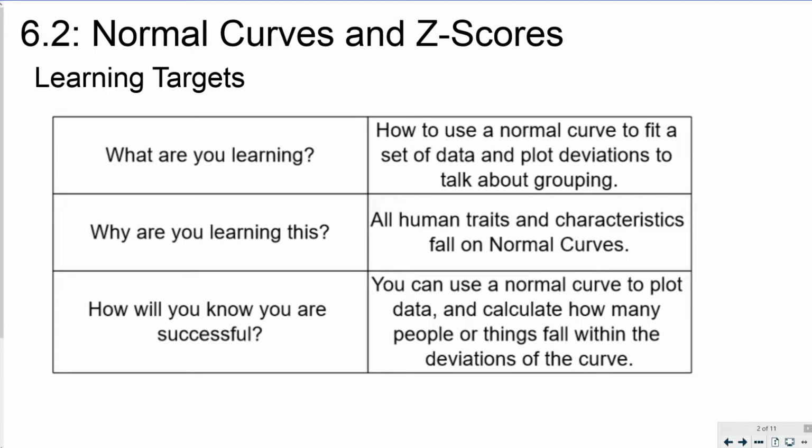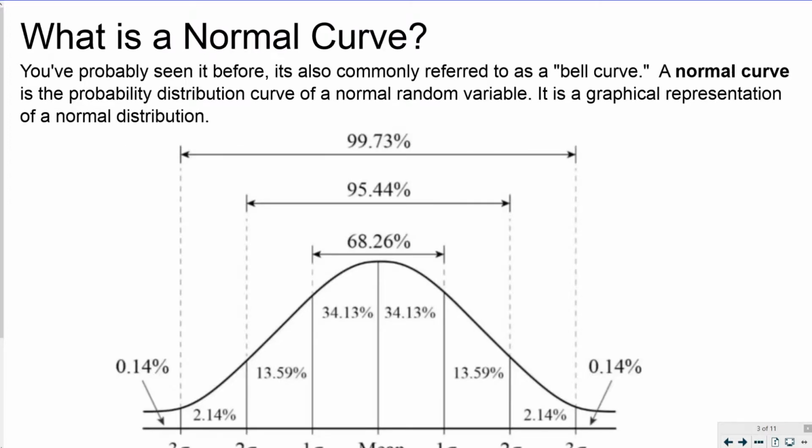So let's get started. First and foremost, what is a normal curve? I'll scroll down in a bit. You've probably seen it before. It's commonly referred to as a bell curve. A normal curve is the probability distribution curve of a normal random variable. What those words mean is that a normal random variable is a single variable, something that we can measure.